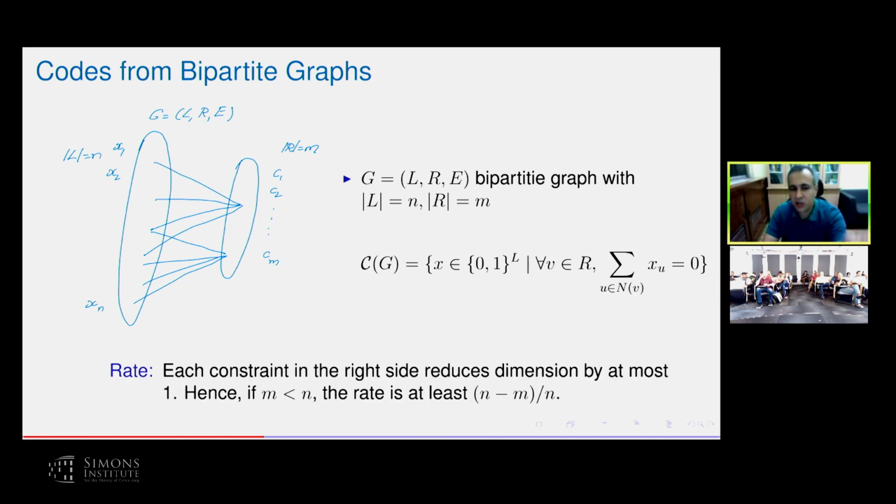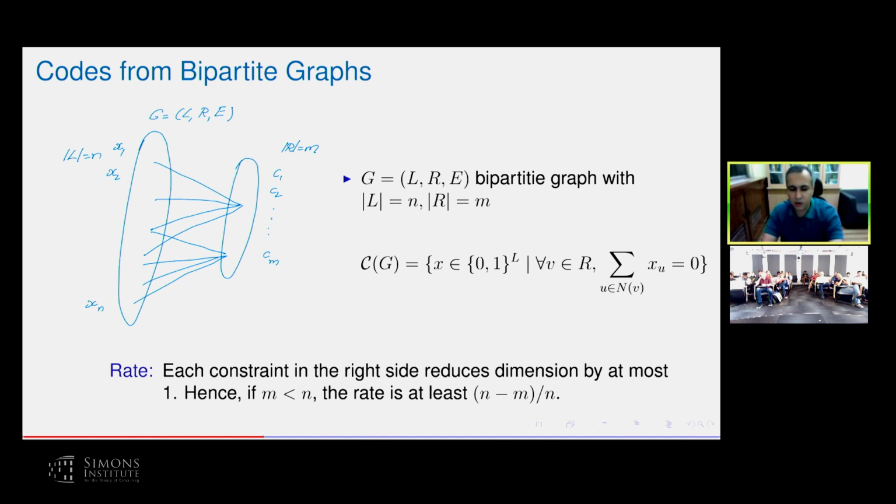We saw each constraint on the right-hand side reduces the dimension by at most 1. Hence, if the number of constraints m is smaller than n, then the rate is at least (n minus m)/n. That is, each constraint reduces the dimension, so that's the rate of the code. So if the bipartite graph is an unbalanced bipartite graph, with the left-hand side much larger than the right-hand side, then that immediately tells us that the underlying code has positive rate.